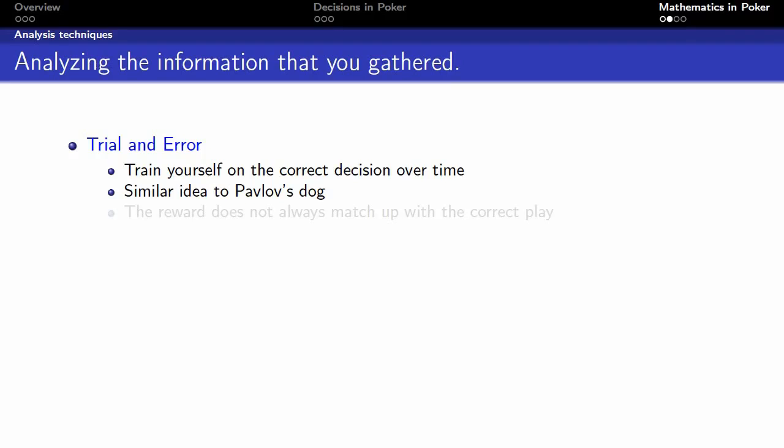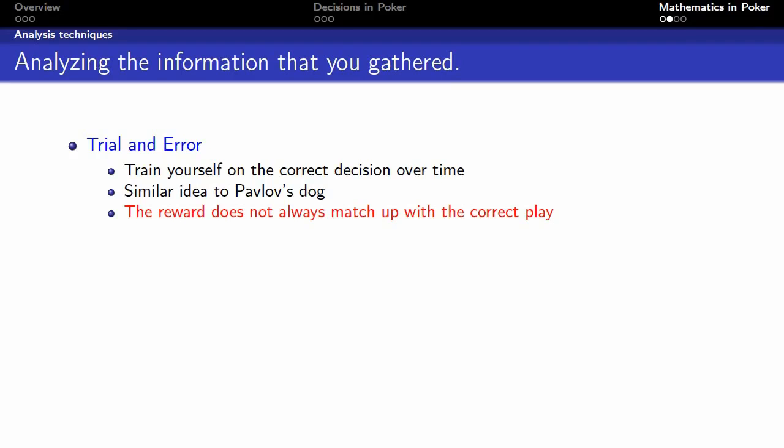Now, I did relate this to Pavlov's dog because there's an active learning process, but there's also something that's going on at the subconscious level. And the real problem with this trial and error method is that the reward does not always match up with the correct play. Some guy can shove all in pre-flop, you've got aces, you call him, awesome, it was the right choice, oh crap, he wins the hand. So you feel like you get punished for making the right choice, and you get rewarded sometimes for making the wrong choice. And because they don't line up well, it really slows down your self-training process.